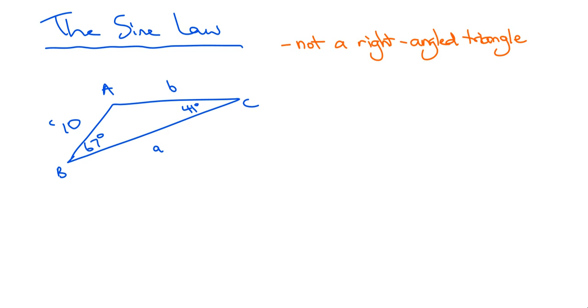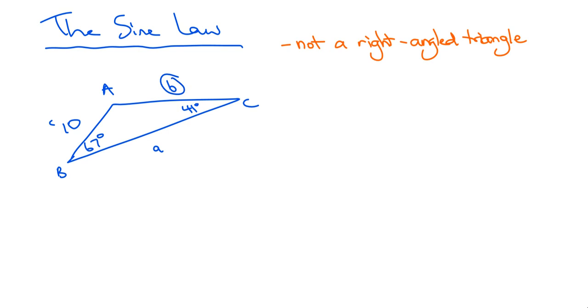So I can see in this triangle ABC that angle B is 67 degrees, angle C is 41 degrees, angle A I don't know, and little a is the length of side BC, I don't know it. Little b is the length of side AC, I don't know it. Little c is the length of AB, which is 10. Now we're going to use the sine law to find a missing side. Let's say I want to find the side b. This is the one I want to find.